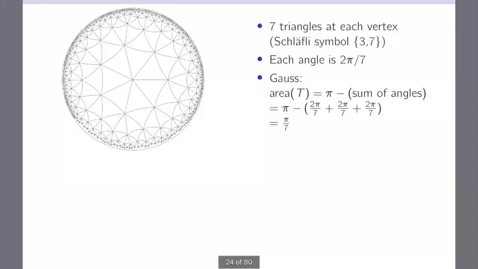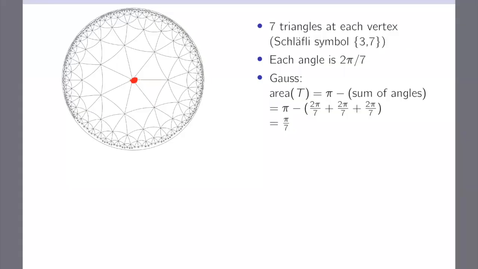So here, let's look at a vertex. There are 7 triangles meeting at a vertex. So each has angle 2 pi over 7. Now, due to Gauss, we know that the area of a hyperbolic triangle is its defect. In other words, pi minus the sum of the angles. So for a given triangle, we have 3 angles of measure 2 pi over 7. So pi minus 6 pi over 7 is pi over 7. So the area of each of these triangles is pi over 7.